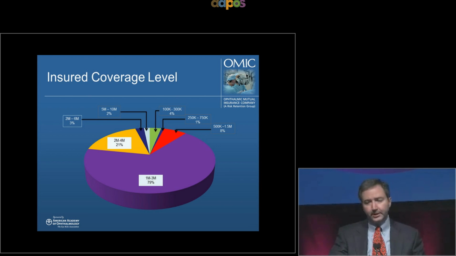The second largest category in yellow was the 2 million to 4 million level of coverage, 21%, followed by the higher level, 2 million to 6 million at 3%, and the 5 million to 10 million level of coverage at 2%. Those other ones that are fairly small numbers are generally ophthalmologists who have separate professional liability coverage through their state. So part is covered through OMIC and then part is covered through their state. They pay into a separate fund.